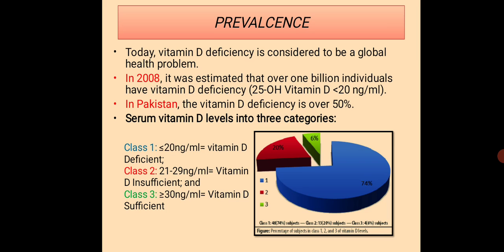Serum vitamin D levels can be divided into 3 categories. Class 1, less than or equal to 20 nanograms per ml, is vitamin D deficient. Class 2, 21 to 29 nanograms per ml, is vitamin D insufficient, and class 3, greater than or equal to 30 nanograms per ml, is vitamin D sufficient. So you can see this with the help of this figure.